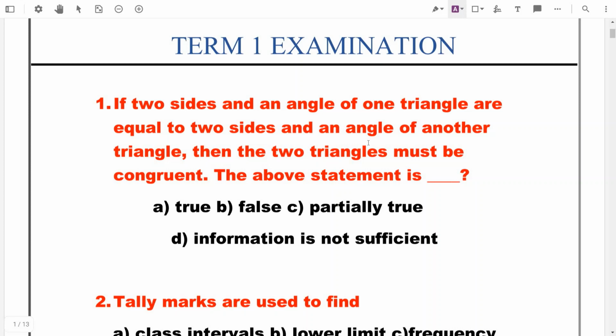First question. If two sides and an angle of one triangle are equal to two sides and an angle of another triangle, then the two triangles must be congruent. The above statement is... Answer B. False.